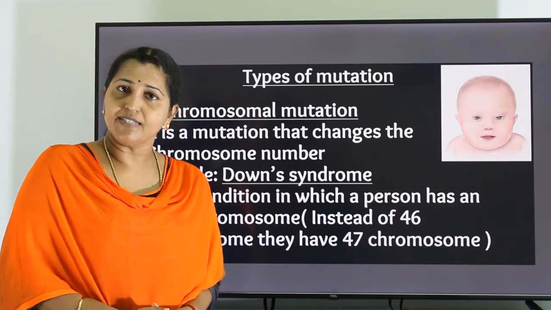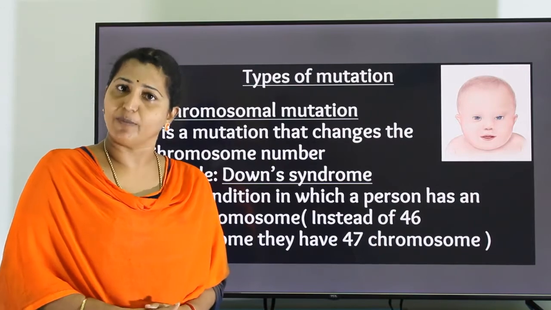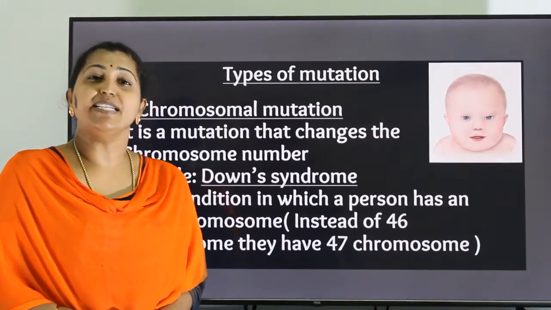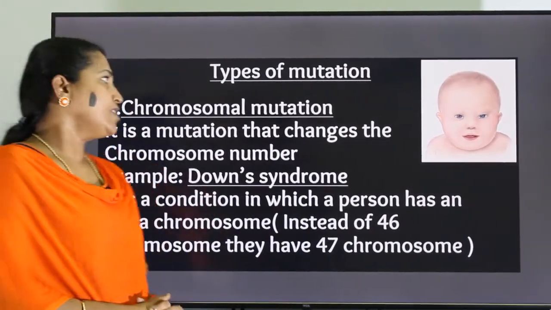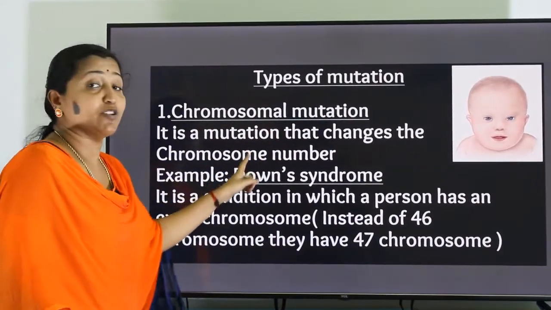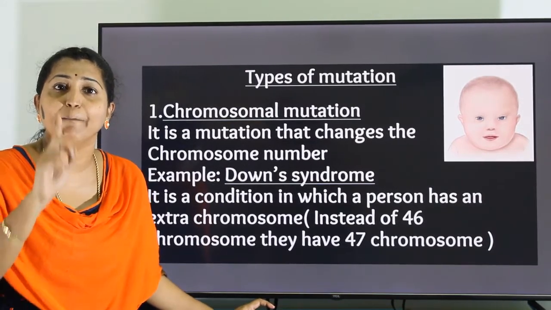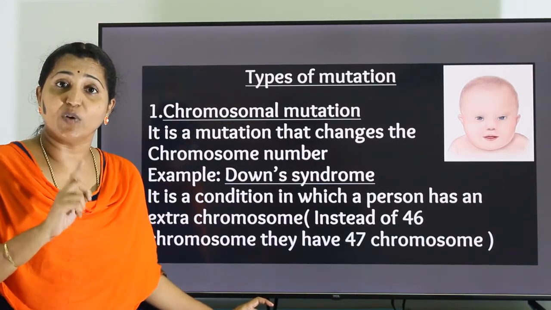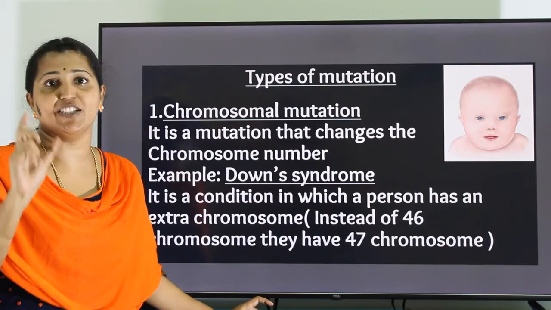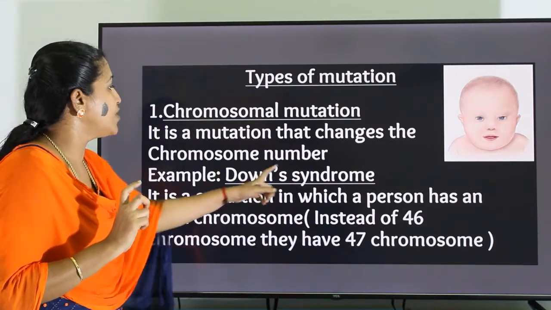So, dear students, there are two types of mutations. One we call the chromosomal mutation. The second one is the gene mutation. Chromosomal mutation means it is a mutation that changes the chromosome number. So when there is a change in chromosome number, we call it chromosomal mutation. Is it clear?